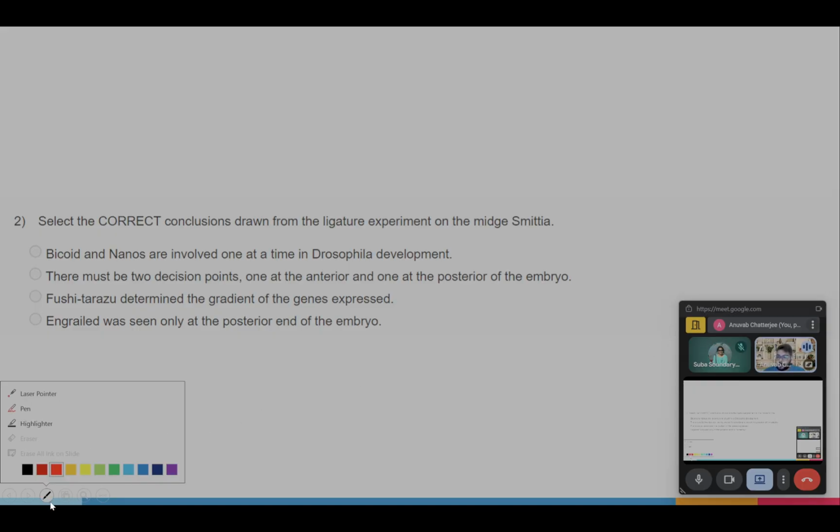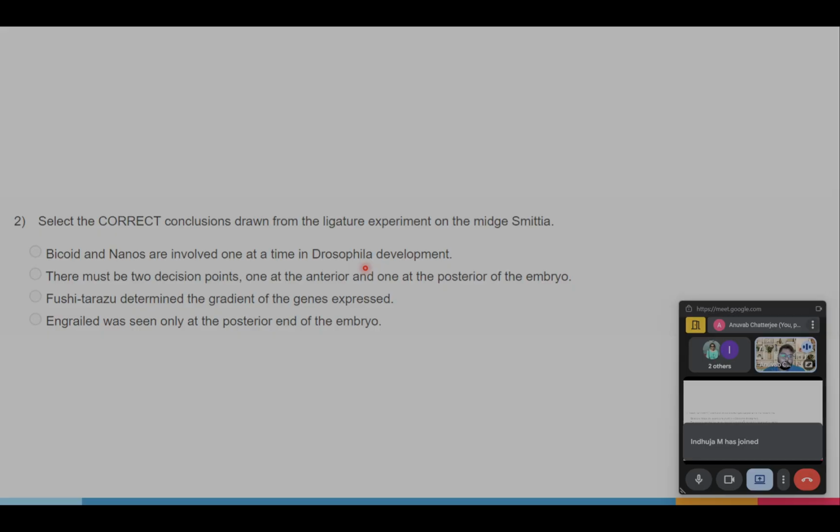Yes, okay, perfect. So, repeating the question, this is the first one that we tackled today. Select the correct conclusions drawn from the ligature experiment on the Smittia. The options are: bicoid and nanos are involved one at a time in Drosophila development. There must be two decision points, one at the anterior, one at the posterior of the embryo. Fushi tarazu determined the gradient of genes expressed, and engrailed was seen only at the posterior end of the embryo.